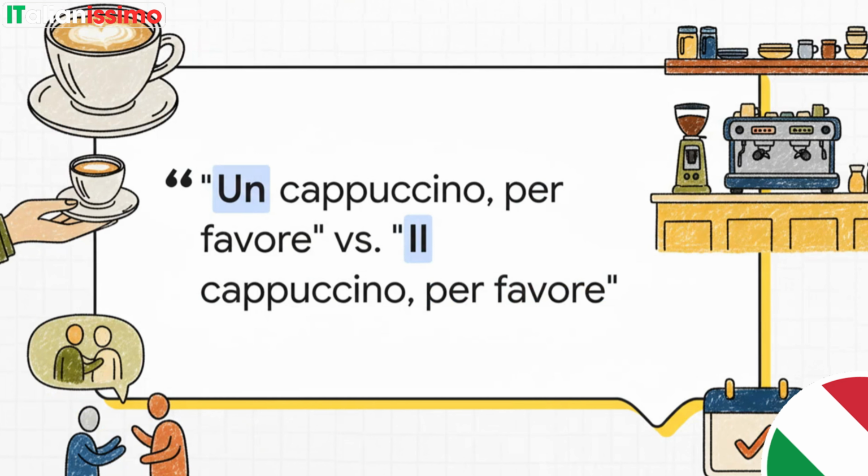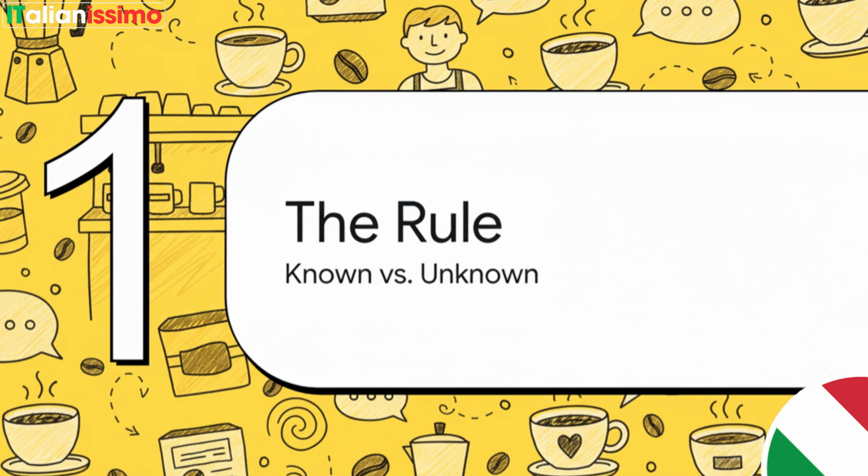So let's look at these two phrases side by side. Un cappuccino per favore versus il cappuccino per favore. On the surface, it just looks like a cappuccino please versus the cappuccino please. And yeah, in English, saying I have the cappuccino might sound a little strange, right? But in Italian, this choice is super subtle, but also really powerful. And it's totally natural. So what is the secret rule here?